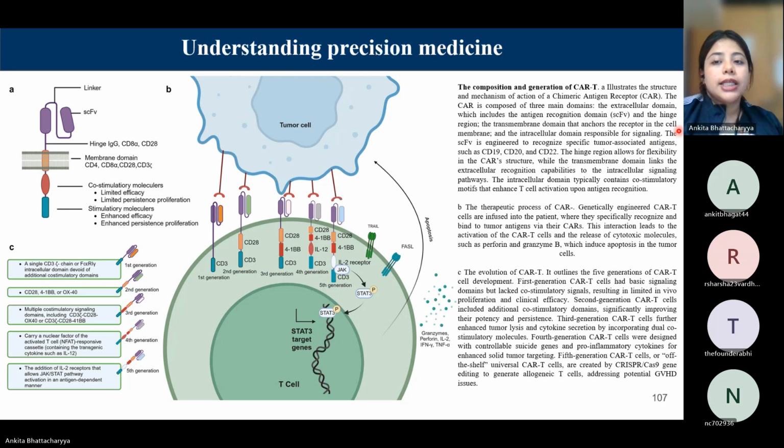signaling. The scFv is engineered to recognize certain tumor associated antigens like CD19, 20, and 22. This region, this purple region. The hinge region allows for flexibility in the CAR's structure, while the transmembrane domain links the extracellular recognition capabilities to the intracellular signaling pathways. This domain typically contains co-stimulatory motifs that help in enhancing T cell activation upon antigen recognition. So this intracellular part has these two sort of motifs. One of them is for co-stimulatory.